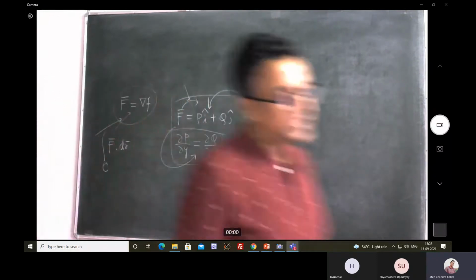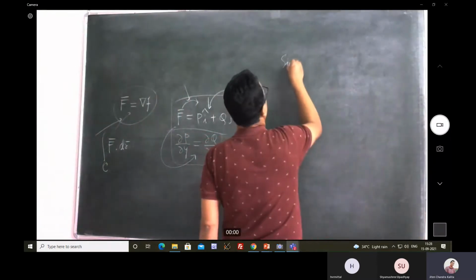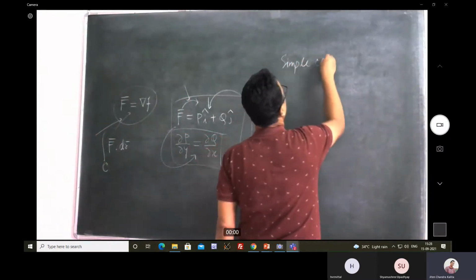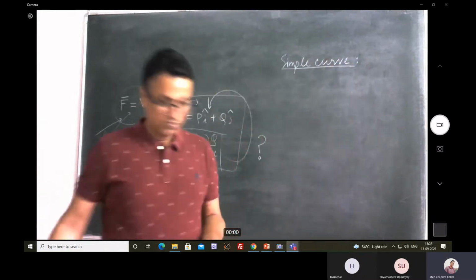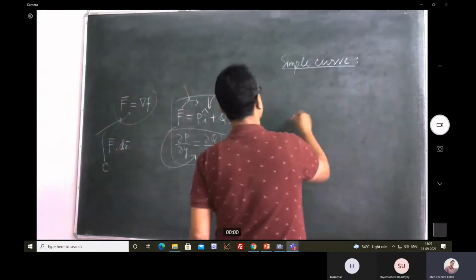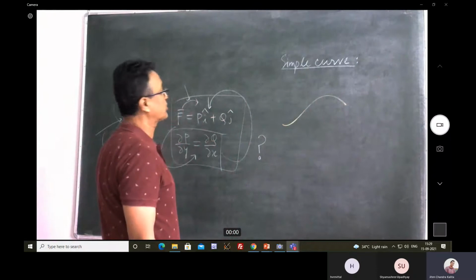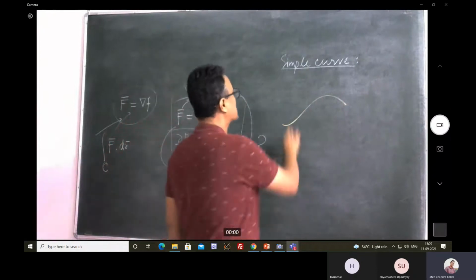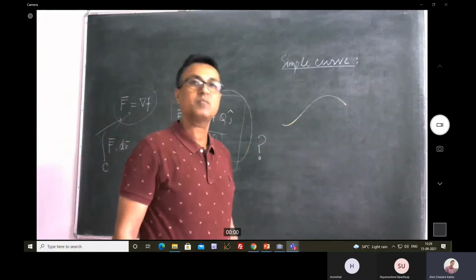Okay. So the first thing is about a simple curve. What is a simple curve? If you consider a curve either in the plane or 3D space, and the curve does not cross itself, then we say that it is a simple curve.